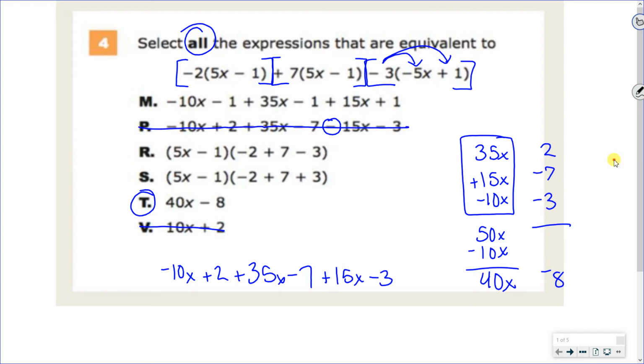So now I'm down to 3 other options. Negative 10x minus 1. Now let's see. A negative 1 minus 1 minus 1 plus 1 does not give me a negative 8. So M cannot be it. Okay, so now it's saying 5x minus 1 times a negative 2 plus 7 minus 3.